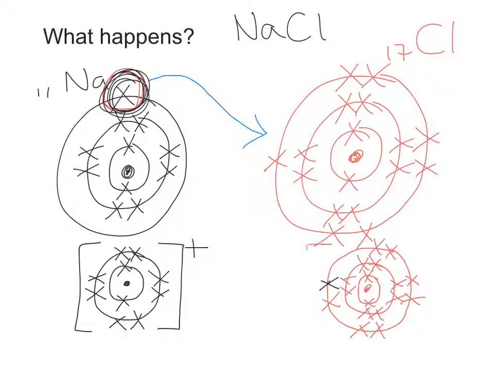Now it has gained the electron that was here from sodium, so this electron here was sodium's. So chlorine is now an ion. We put square brackets around it and it becomes negatively charged. So we've got Na+ and Cl-. These are attracted to each other because they've got opposite charges.